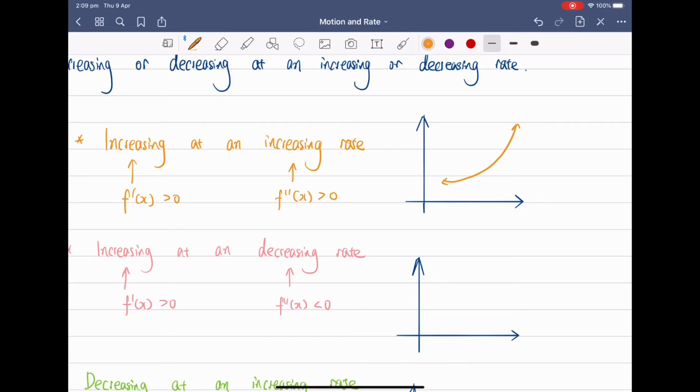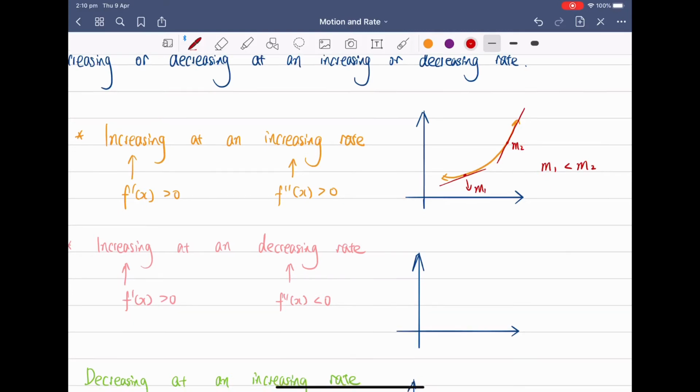So the easiest way to do that is we pick a point here and draw a tangent, then you pick a point there and draw another tangent. You can see the first slope is less than the second slope. So the gradient of the first line is less than the gradient of the second line, which means it's increasing at an increasing rate. Hopefully that makes sense. So I'm just going to say the gradients M1 and M2, and M1 is less than M2. So we're talking about the gradient here.